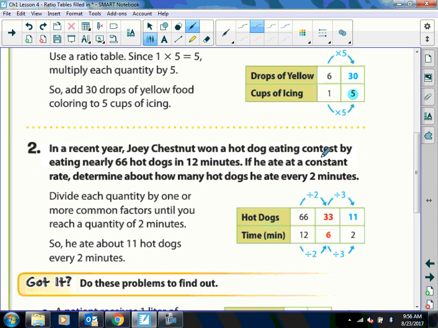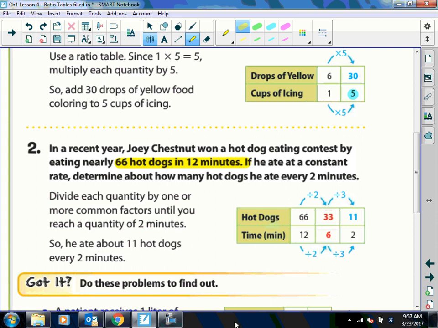He ate at a constant rate. Determine how many hot dogs he ate every 2 minutes. So, we're starting with the ratio 66 hot dogs in 12 minutes. So it's hot dogs to minutes. Is everybody clear with that? So hot dogs on top, minutes on the bottom.